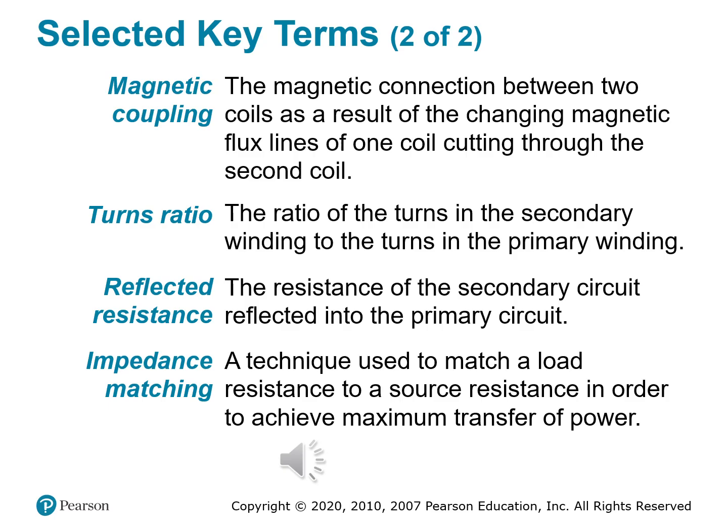And continuing on with the selected key terms, next one is magnetic coupling, the magnetic connection between two coils as a result of the changing magnetic flux lines of one coil cutting through the second coil. The turns ratio, the ratio of the turns in the secondary winding to the turns in the primary winding. The reflected resistance, the resistance of the secondary circuit reflected in the primary circuit. And impedance matching, a technique used to match a load resistance to a source resistance in order to achieve maximum transfer of power.